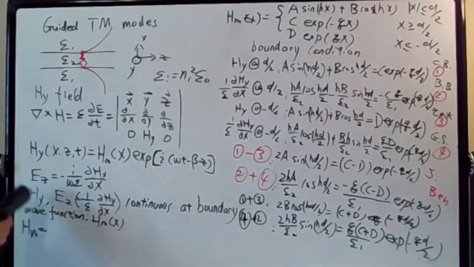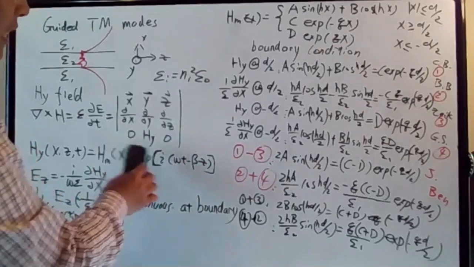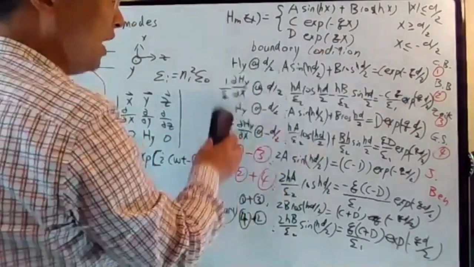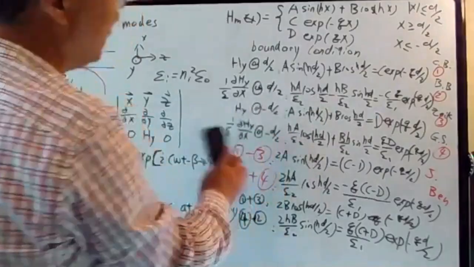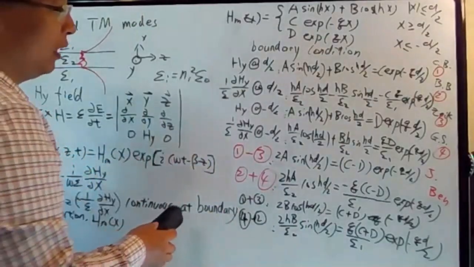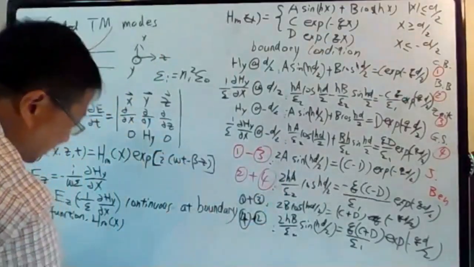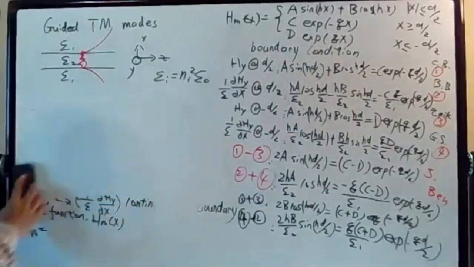So now continuous, I have my HY continuous. Instead, I have 1 over epsilon partial HY partial X. In the previous TE mode, there is no 1 over epsilon term. The only difference in this equation is that we have epsilon. The derivative contains an epsilon. Okay, so now we have four equations. Let's simplify into this form. It's all the same procedure.